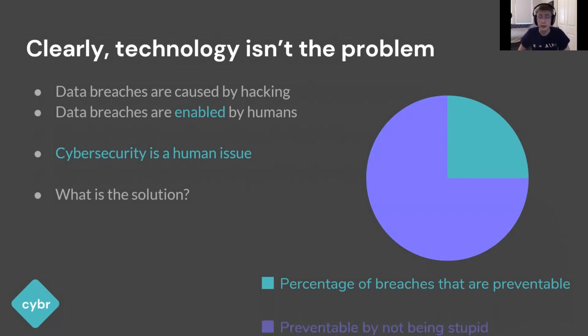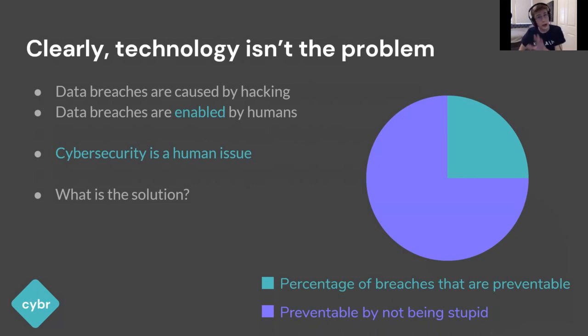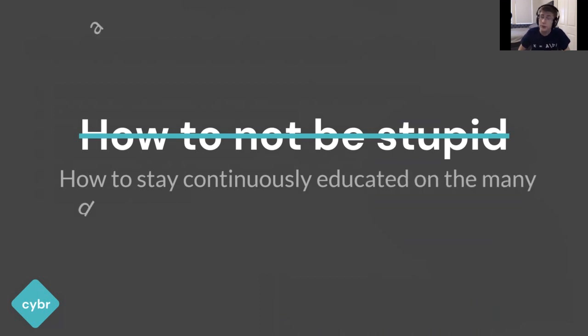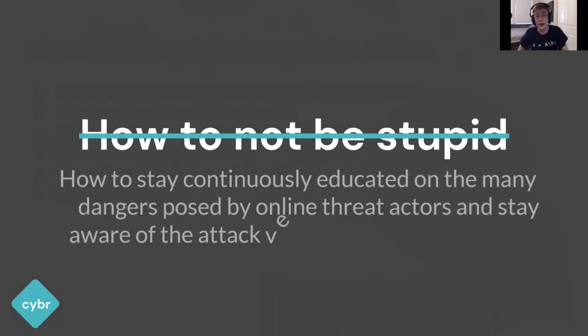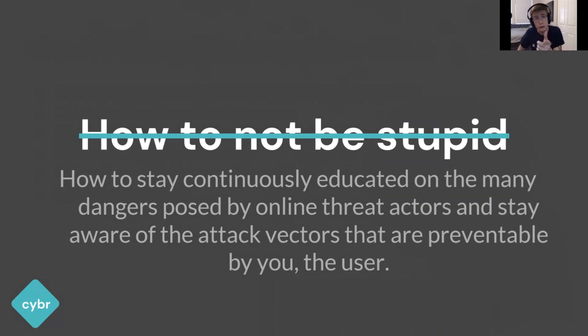This part is the percentage of breaches that are preventable by not being stupid, which is to say not all of them. Some of them are genuinely out of you and I's control, but most of them, a vast majority of these breaches. So the rest of this presentation will focus on this self-same topic, how to not be stupid. Actually, that's probably not the cleanest way to say that. Instead, let's call it this: how to stay continuously educated on the many dangers posed by online threat actors and stay aware of the attack vectors that are preventable by you, the user. That's a little bit more kosher, I think.